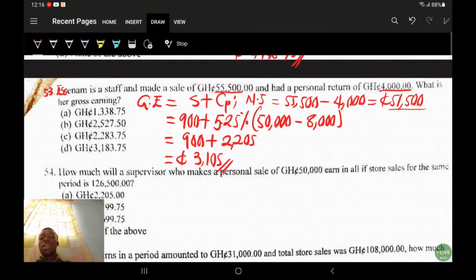So you see that here in this case, none of the options satisfy. You have 1,285.75, 2,283.75, and you have 3,183.7. So none of the options. So in an examination condition, you should shade E and then have your answer written there, 3,105, because it's a past question, so even the answer is not among the options. Once you have that, you just shade here and have your answer written on that. So that should be the answer for question 53. Let's take note of that. If there's any question, please let me know.